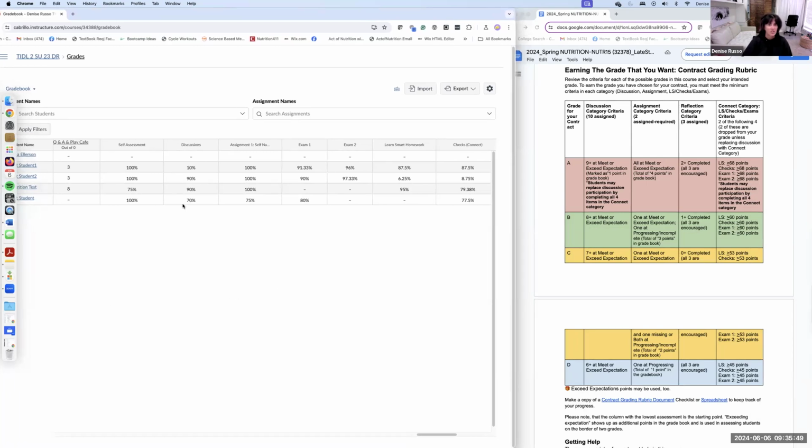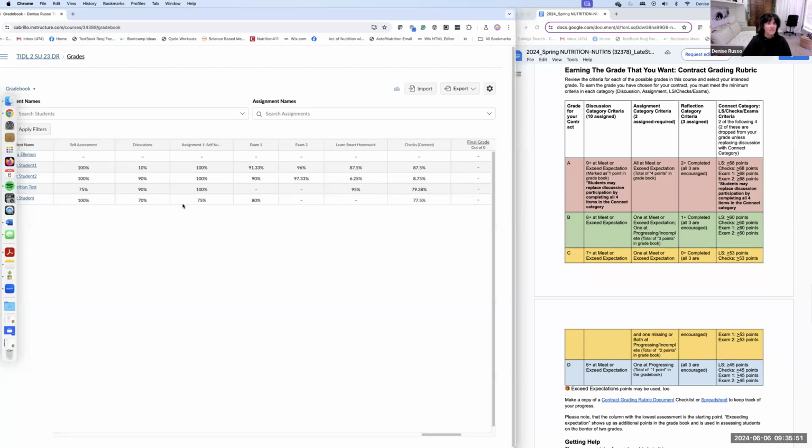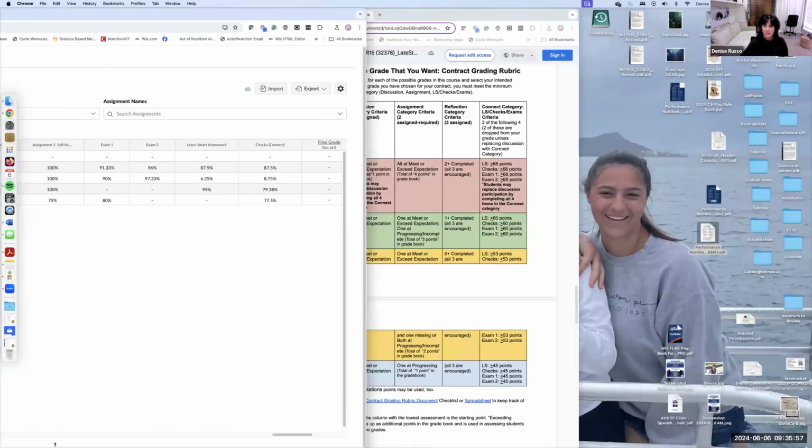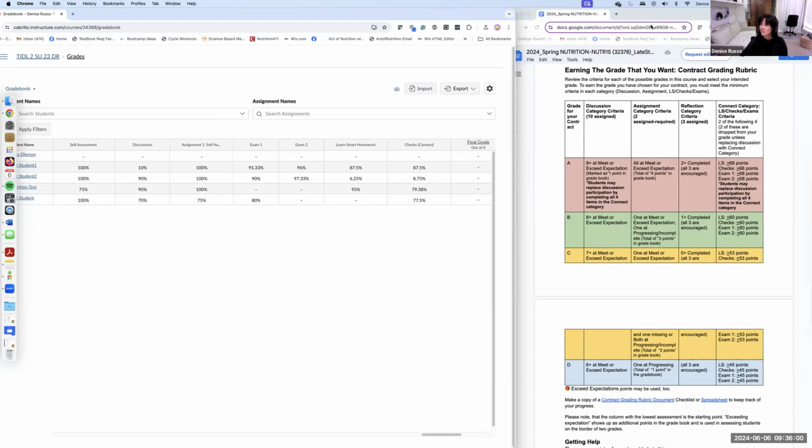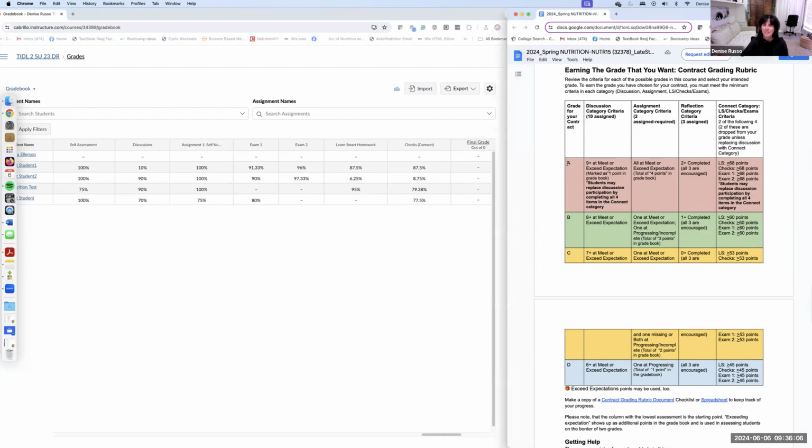So let's see what student 1 has done. They've set a grade goal, by the way, of A. So that means they are, is the screen sharing? Yep, I am. Okay, sorry. I can't see the screen sharing. It says I'm sharing.